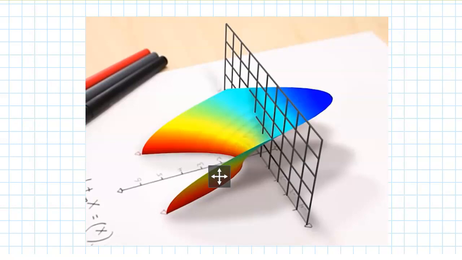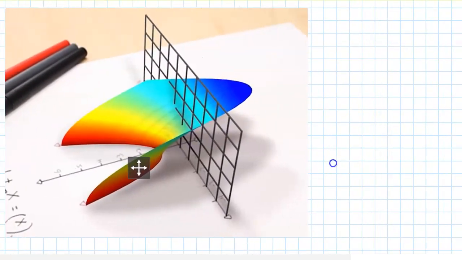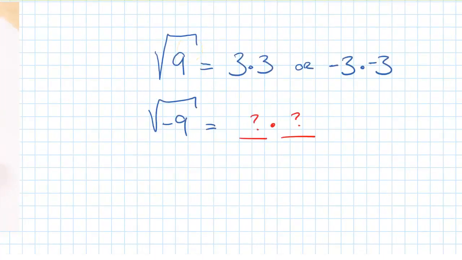However, if we think back to our original problem, which was finding a number that when we multiply by itself, it yields a negative number. It's fine with positives. 3 times 3 gives us positive 9. Negative 3 times negative 3 gives us positive 9. But what value can I multiply by itself to give me a negative answer?